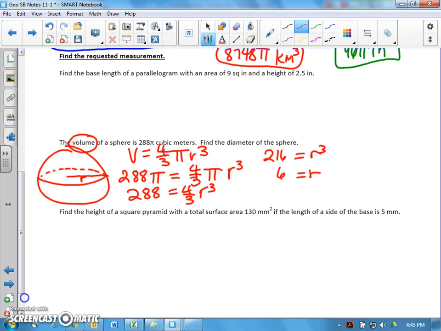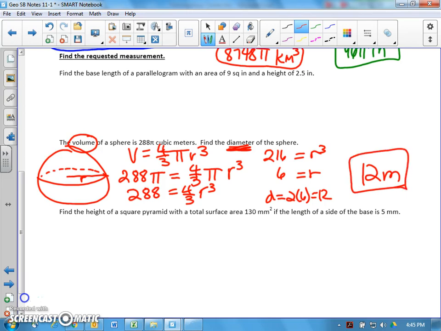So my answer here, they asked for the diameter. What I found was the radius, so my diameter is going to be 2 times my radius, so it's going to be 12. Volume was in cubic meters, but diameter will be measured in meters, not cubic, because it's not a volume problem.